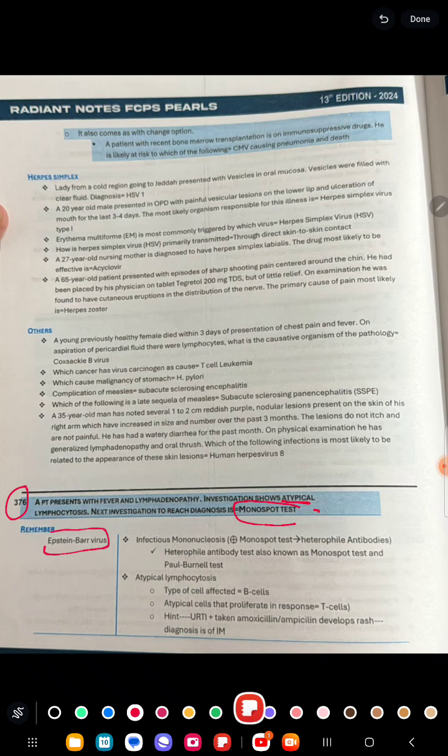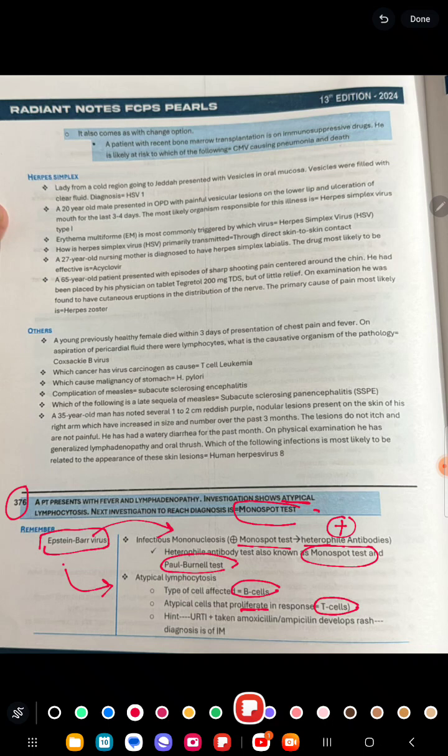Now we will learn about Epstein-Barr virus. Epstein-Barr virus causes infectious mononucleosis. The monospot test is positive, and heterophile antibodies are positive. The heterophile antibody test is also known as the monospot test and Paul Bunnell's test, and it causes atypical lymphocytosis. The type of cells affected is B cells, while the atypical cells that proliferate in response are T cells.